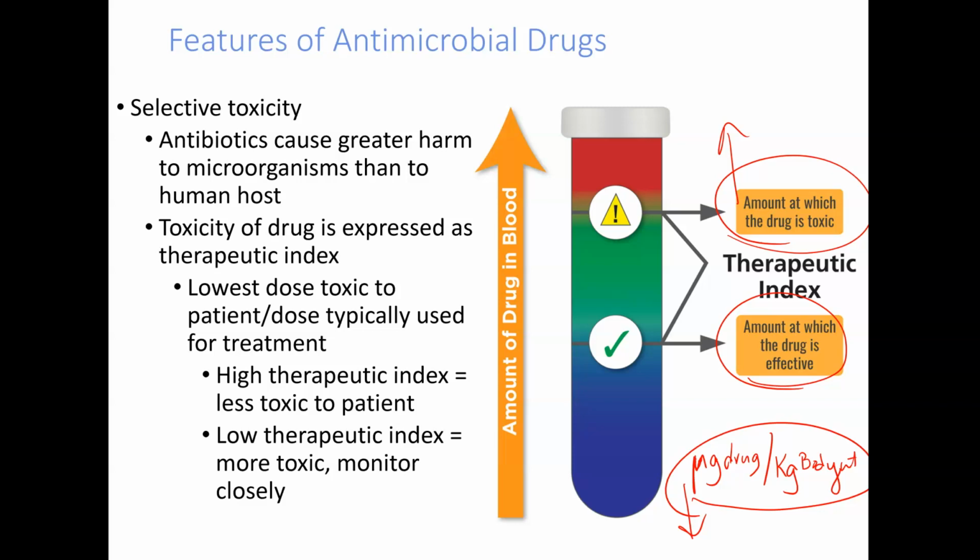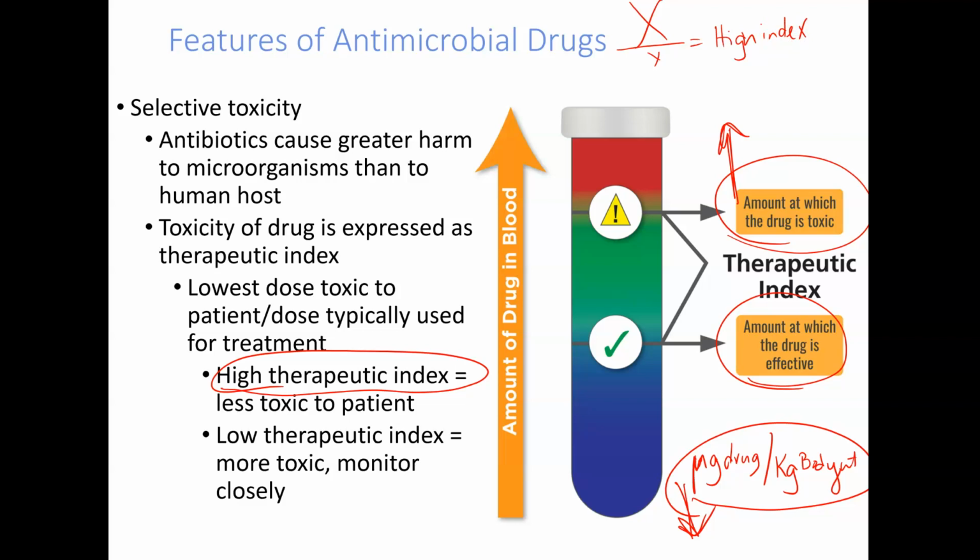So we basically have two competing values, right? The higher this is and the lower this is, that means we're going to have a very high therapeutic index. We're going to have a very big value divided by a very small value. That's going to give us a high therapeutic index.